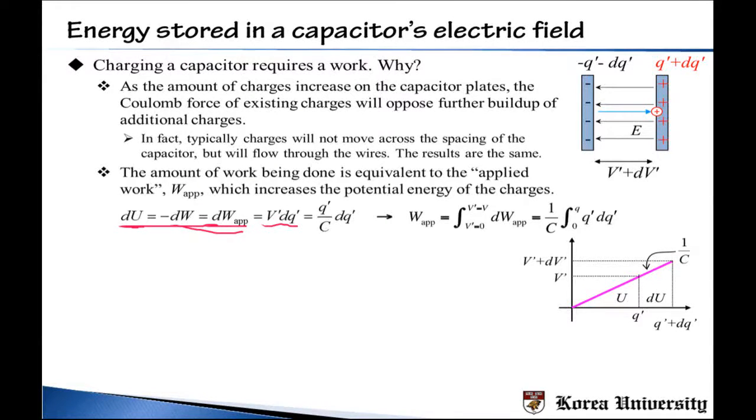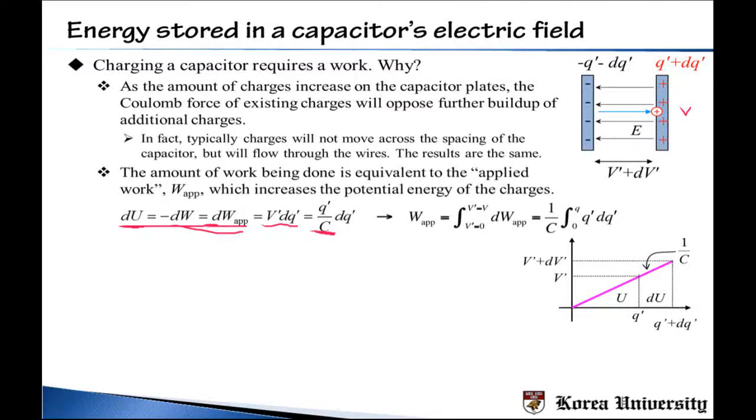Why? We have learned that the electric potential can be defined as the potential energy divided by the test charge, right? And in this process shown on the figure, this change in the charge, the moving charge dQ prime, plays a role as a test charge. And then we also learned that using the capacitance, V prime can be written as Q prime divided by C. This comes from the definition of the capacitance.